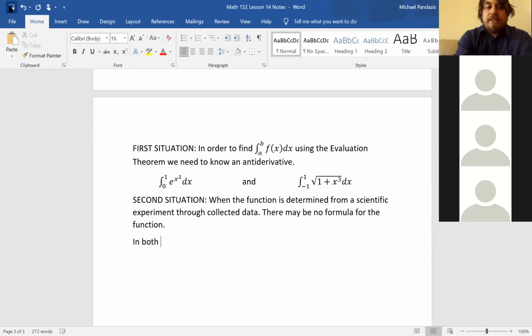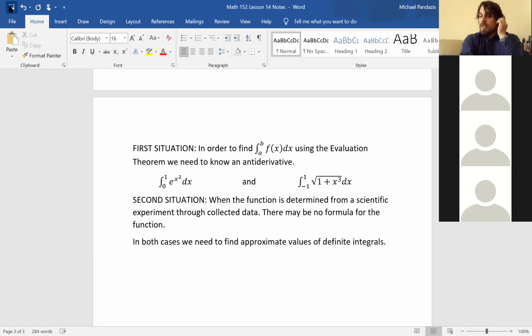So in both cases, we need to find approximate values of definite integrals. We're going to approximate values of the definite integral, and this is how we're going to do it.